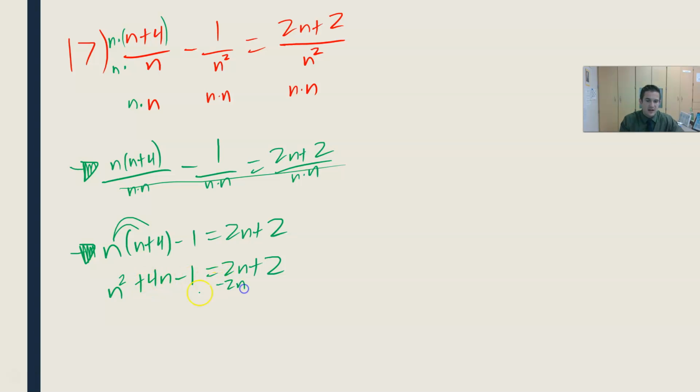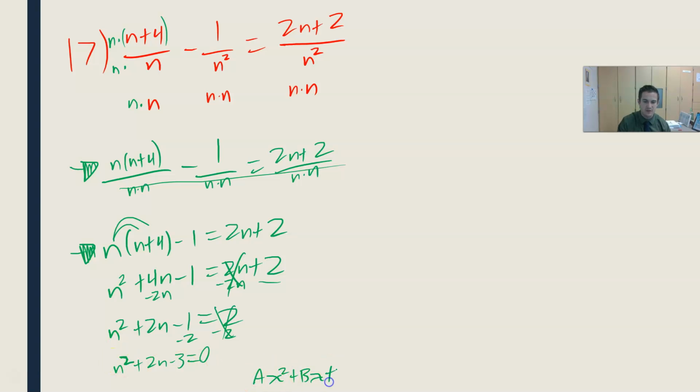I better subtract 2n on both sides, which gives me n squared plus 2n minus 1 equals 2. Then I subtract 2 on both sides, which gives me n squared plus 2n minus 3 equals 0. Since this was a quadratic, since I have an n squared term, I need to put it in standard form like this, with everything set equal to 0. This, again, is a little bit of a review from Unit 4.